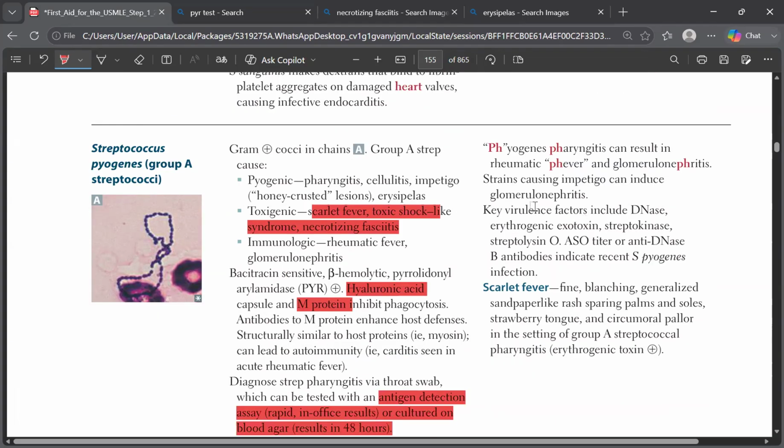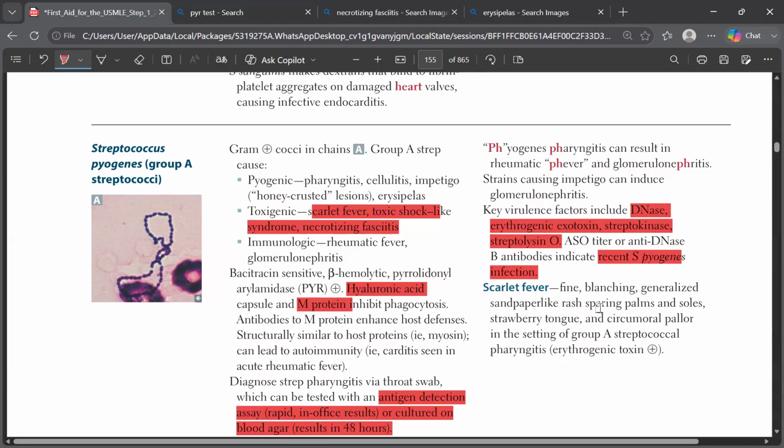Key virulence factors include DNase, okay, erythrogenic exotoxin, streptokinase, streptolysin O. ASO titer, which is antistreptolysin O titer, or anti-DNase B antibodies indicate recent strep pyogenes infection.